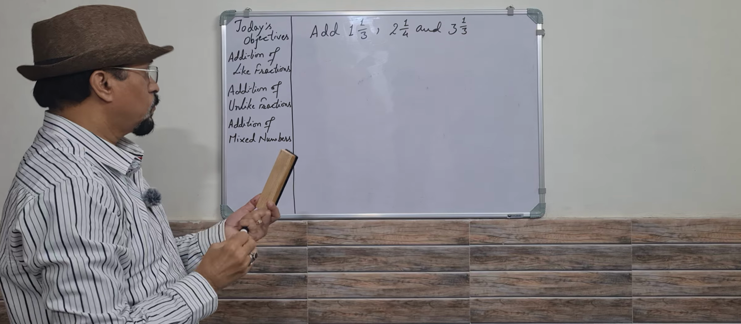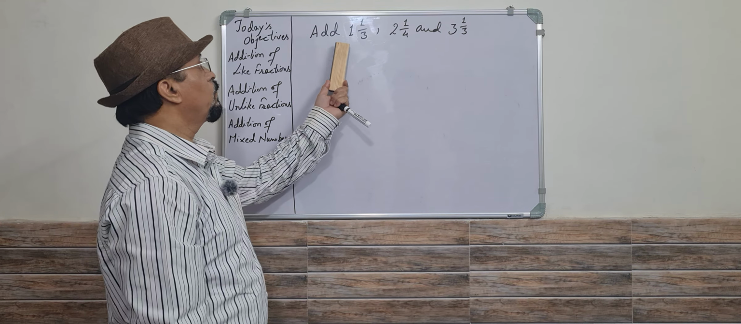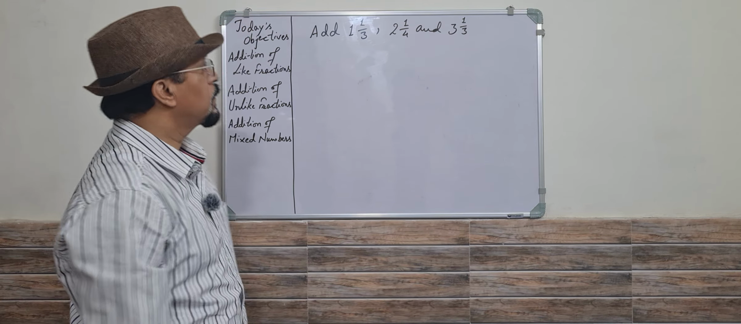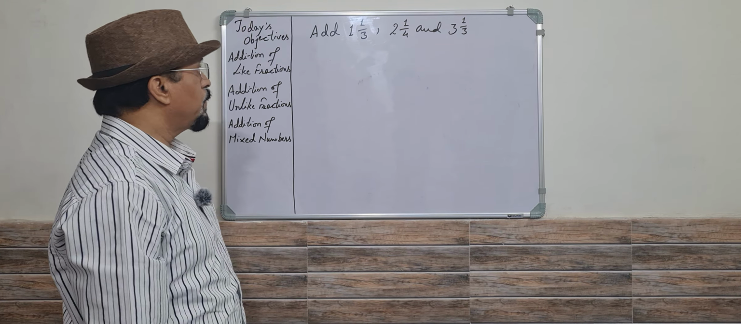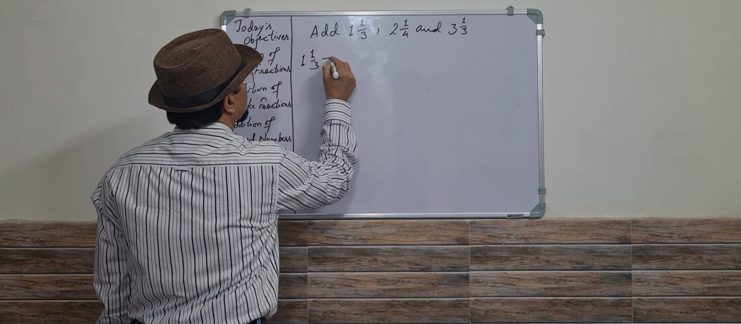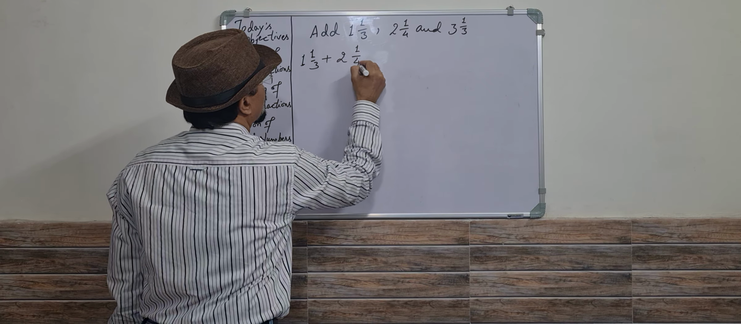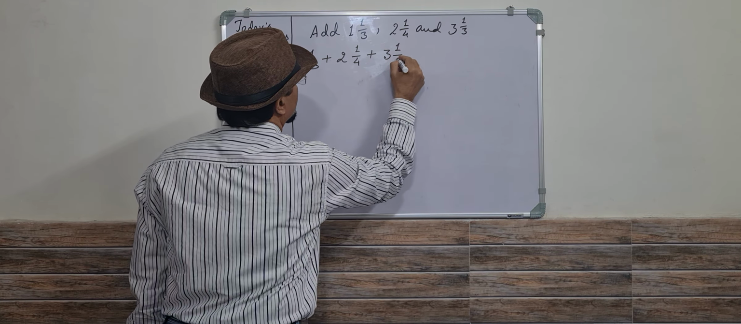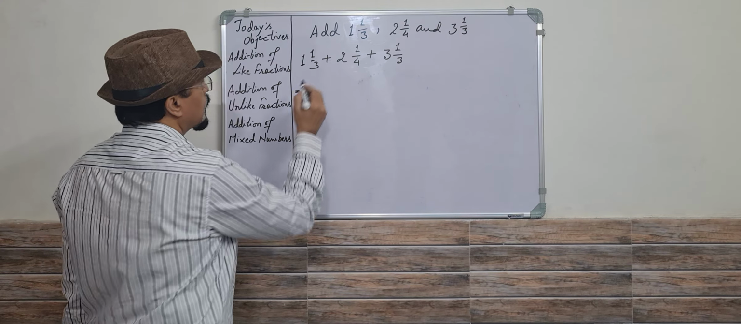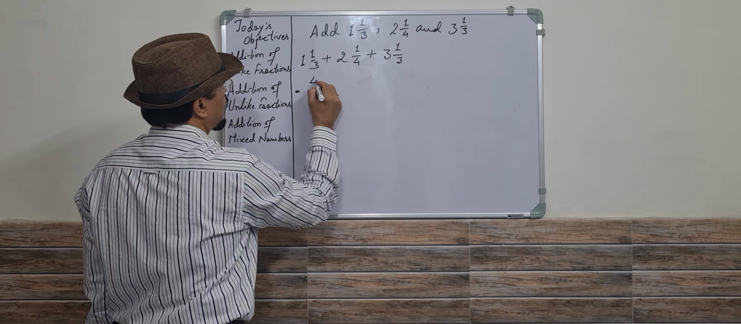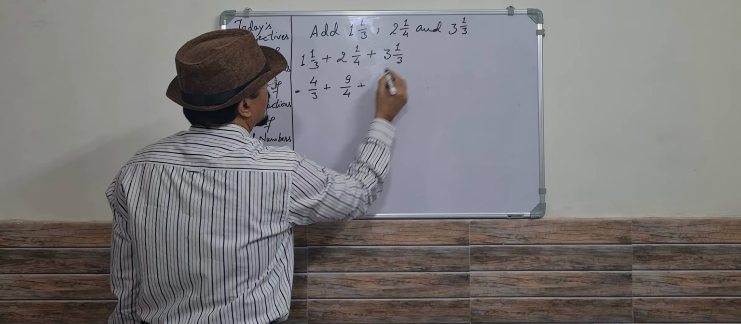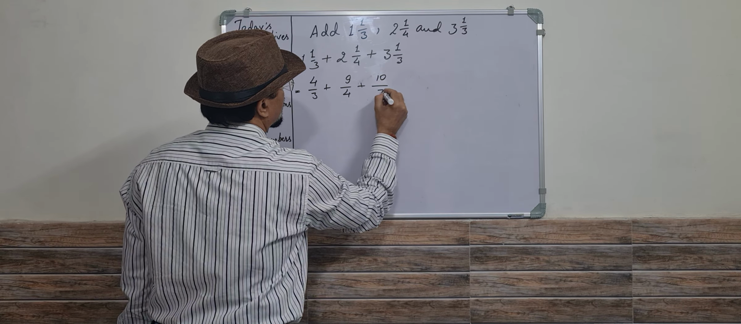Now let's take another example where we have to add 1 whole number 1 by 3, 2 whole number 1 by 4, and 3 whole number 1 by 3. These three mixed numbers. So again the method: 1 whole number 1 by 3 plus 2 whole number 1 by 4 plus 3 whole number 1 by 3 equal to, let's convert them to improper fractions. 3 into 1, 3, plus 1, 4 upon 3, plus 4 2s are 8, plus 1, 9 upon 4, plus 3 3s are 9, plus 1, 10 upon 3.